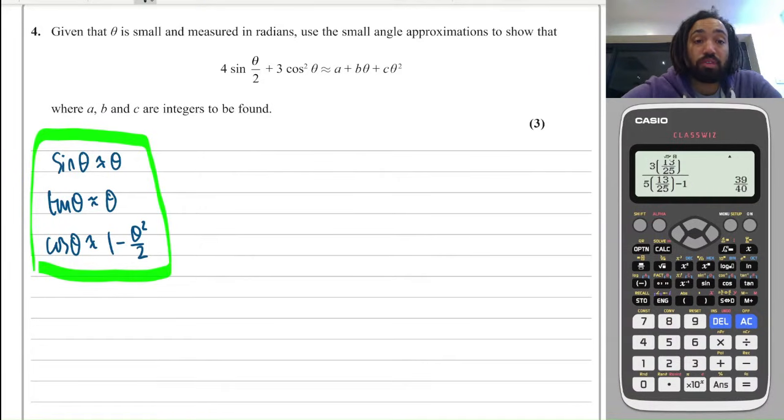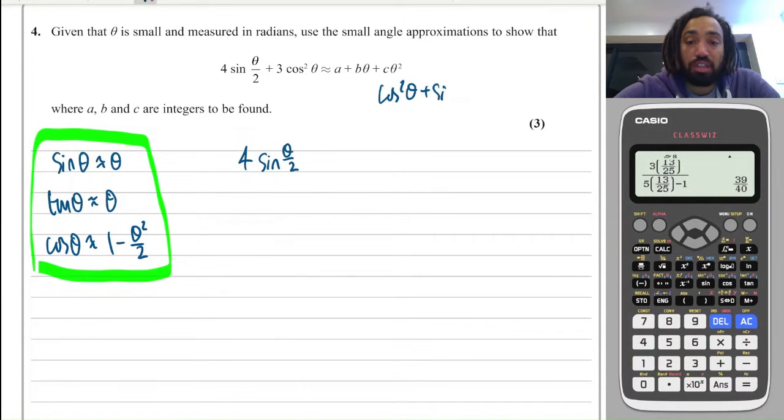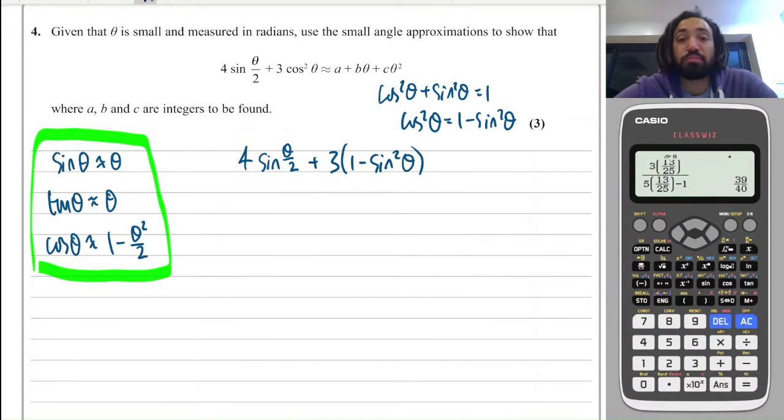Now, this one we're asked to do 4 sine of half theta plus 3 cos squared theta. Cos is the most tricky one, so I'm actually going to rewrite this and just remove the cosine, because we know that, of course, cos squared plus sine squared equals 1, so therefore cos squared is equal to 1 minus sine squared. So let's just write that instead. So I have 3 lots of 1 minus sine squared. It's just going to make this question much easier.